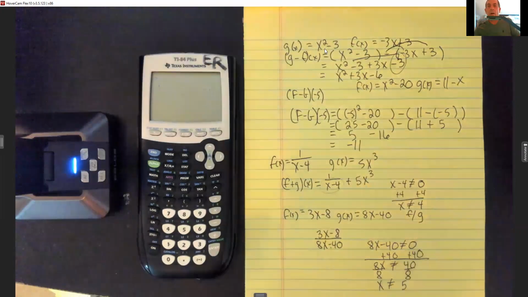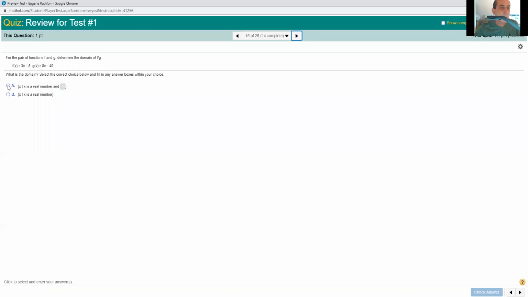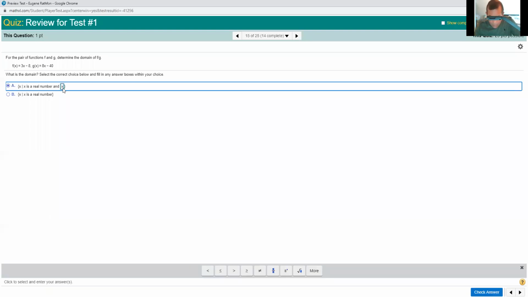So we would go back. And then choose the first one. X is a real number, and x, grab that cannot equal down here, and then we said that was a 5. And then we move on to the next.